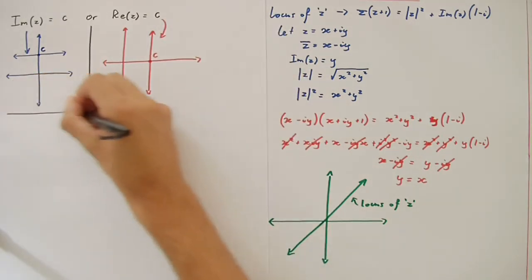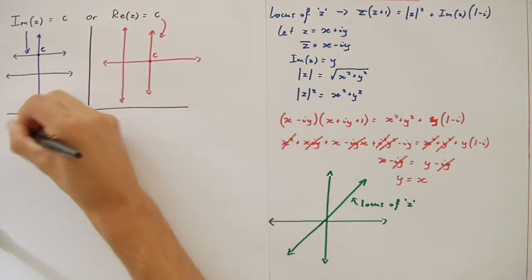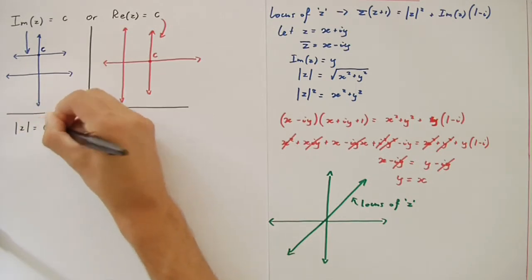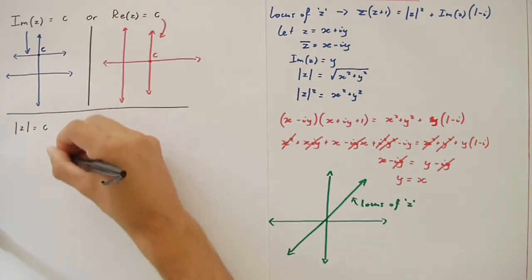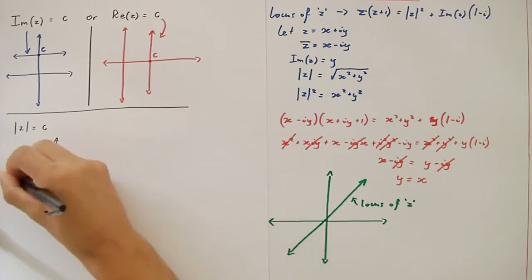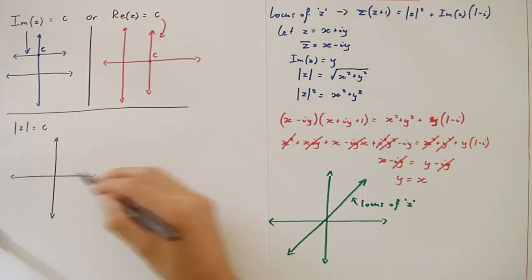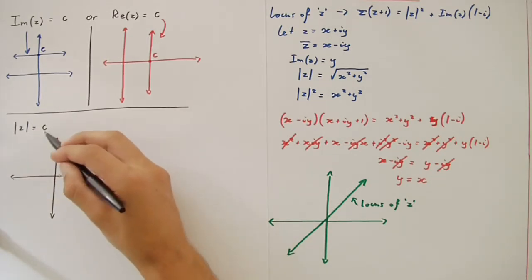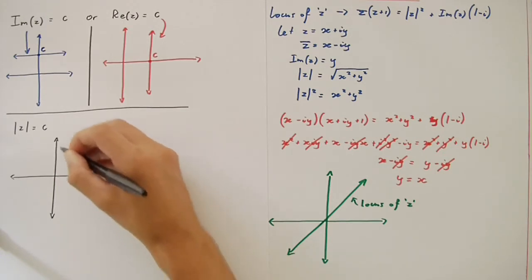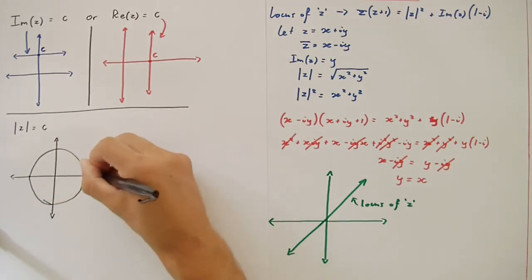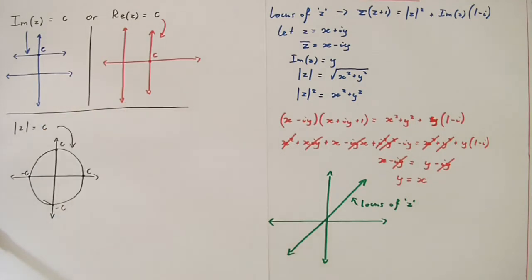Another locus you should be able to recognize is in the form the modulus of z is equal to a constant c. So if you think about this one, what it's simply saying is that the distance of the complex number from the origin is fixed. So that's just going to give us a circle centered around the origin with radius c. And yes, that is a circle, close enough.